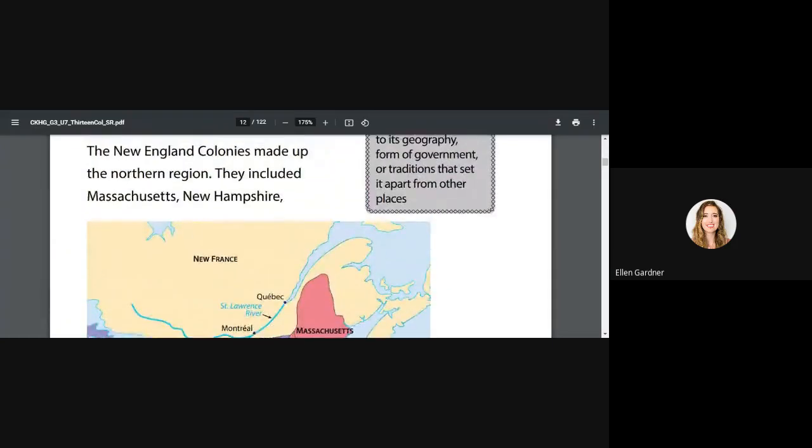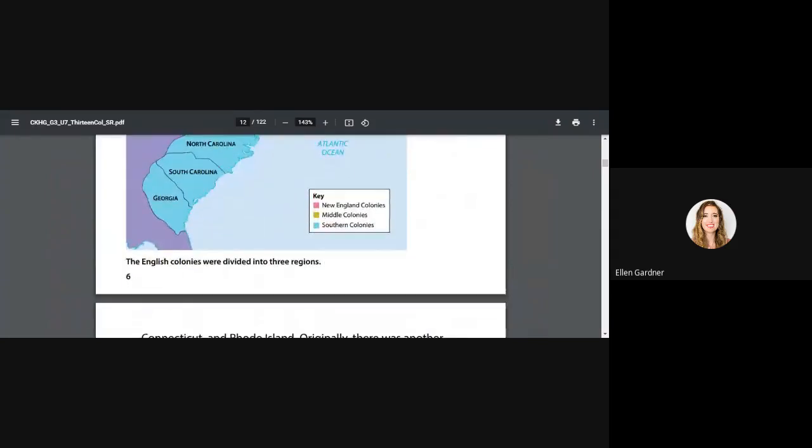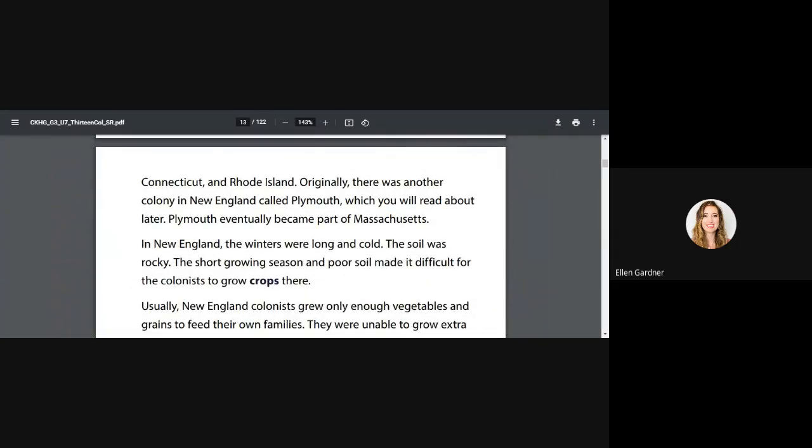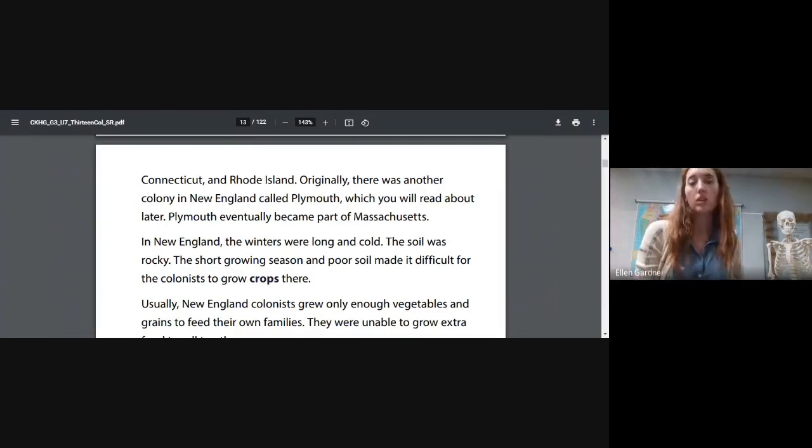So it says they included Massachusetts, New Hampshire, Connecticut, and Rhode Island. Originally, there was another colony in New England called Plymouth, which you'll read about later, and we also read about at Thanksgiving time with a specific book. Now, Plymouth eventually became part of Massachusetts.